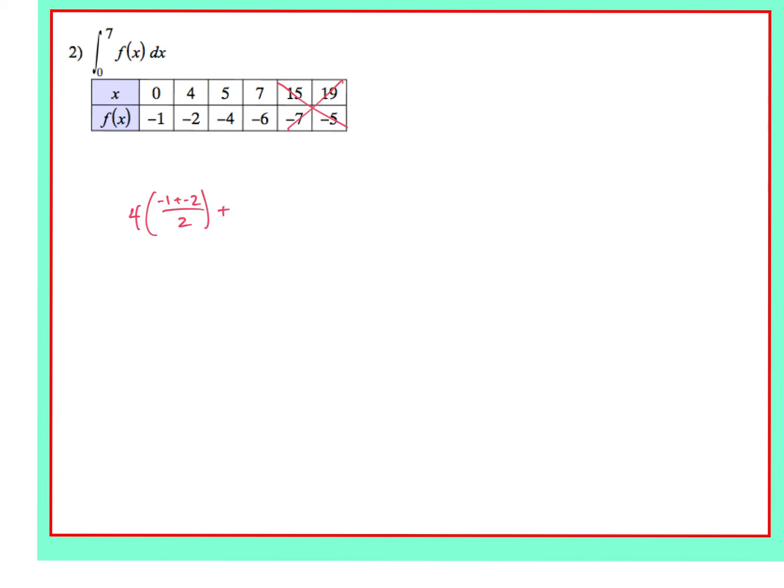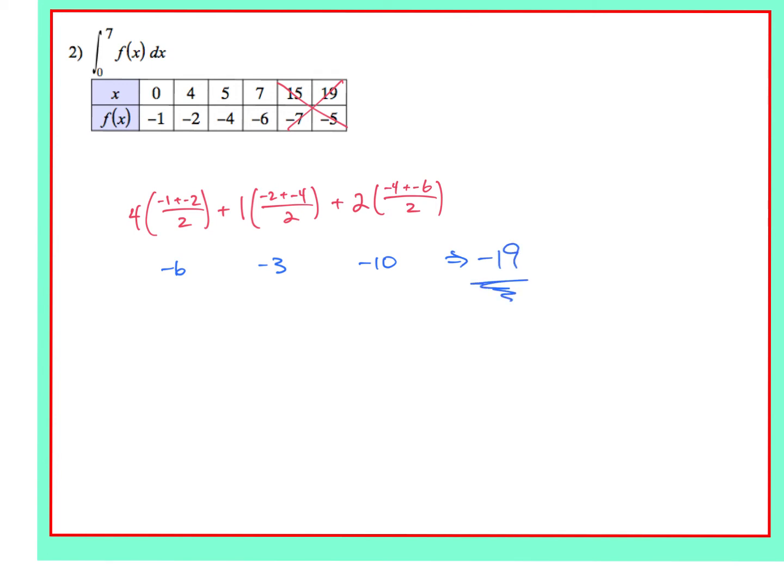Then plus, what's my next width? 1. How rude. This one actually plays nice afterwards, though. Then I get negative 2 plus negative 4 over 2. And then what's my next width? 2. And then I have negative 4 plus negative 6 over 2. All right. And that's where I stop. Okay. So what do I get for my first number? Negative 6. And then negative 3. I told you it played nice. And then negative 10. And so I end up with negative 19.